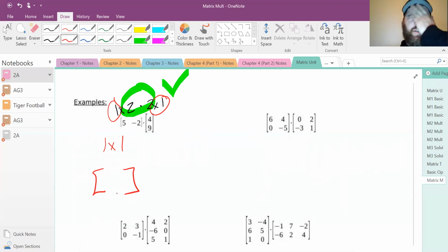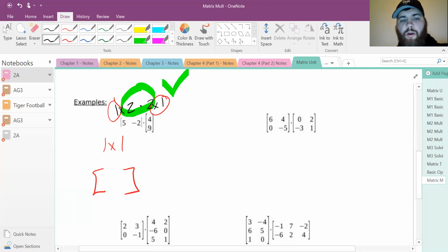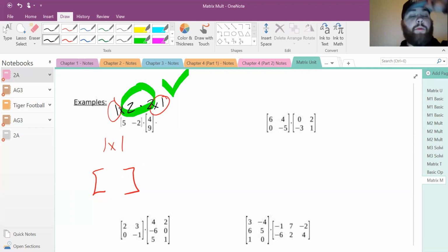Okay, here's the process, and let me try to explain it the best I can. What we are going to do is take and multiply the first row by the first column to get our one entry. So first row by first column. Luckily for us in this one, it only has one row times one column. It's very easy. Okay, here's how we do it.